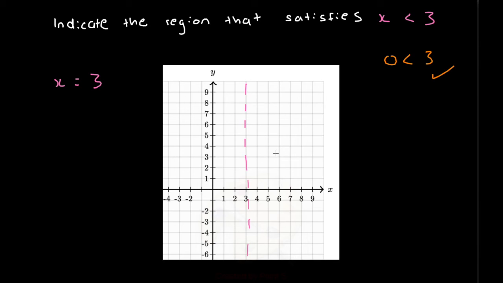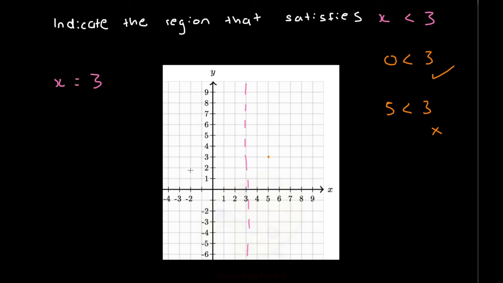Let's take another point, say 5, 3, here. Again, we put that into the inequality. Now, is 5 less than 3? Well, no, it's not. So, from that, we can tell that anything on the left side of the graph fits the inequality. So let's take another point, just to keep you satisfied.